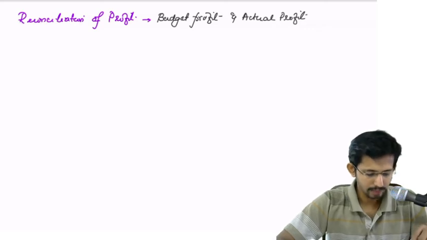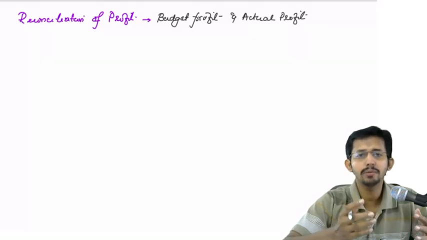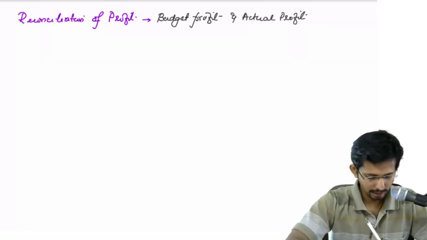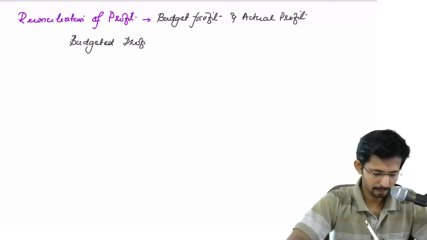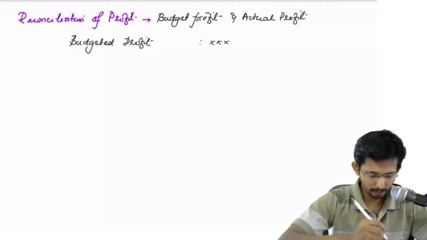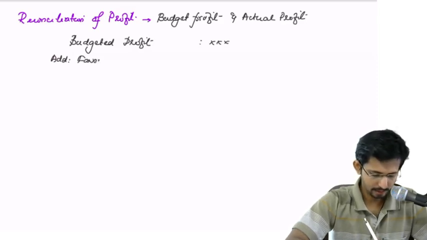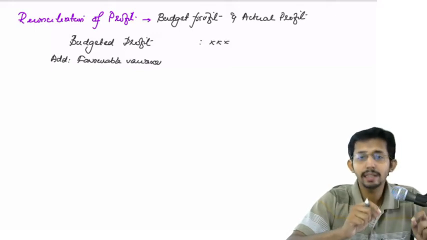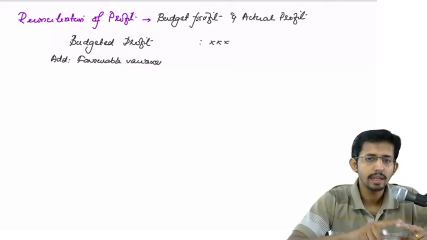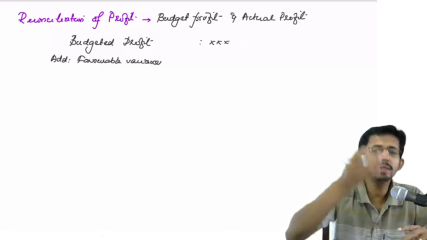Now, how to do this reconciliation? In order to do the reconciliation, you can use any type of format or any type of calculations, but it should ideally start with budgeted profit. Then what do you have to do? You have to add all favorable variances. Why are favorable variances added? Because whenever there is a favorable variance, whether it is a cost variance or revenue variance, any favorable variance will add to the budgeted profit, or it will increase the budgeted profit.